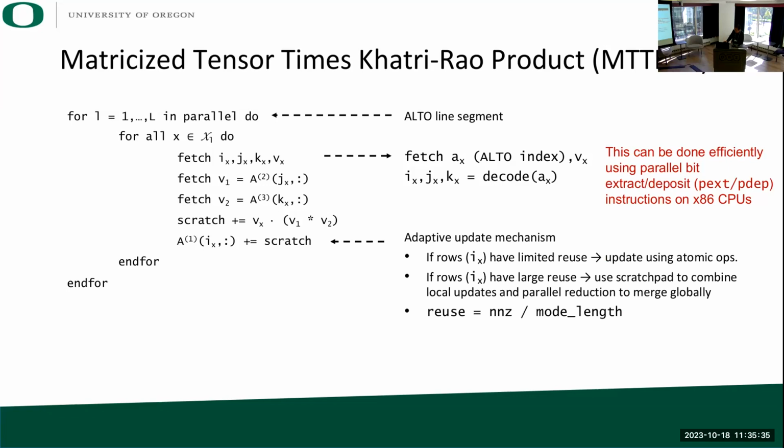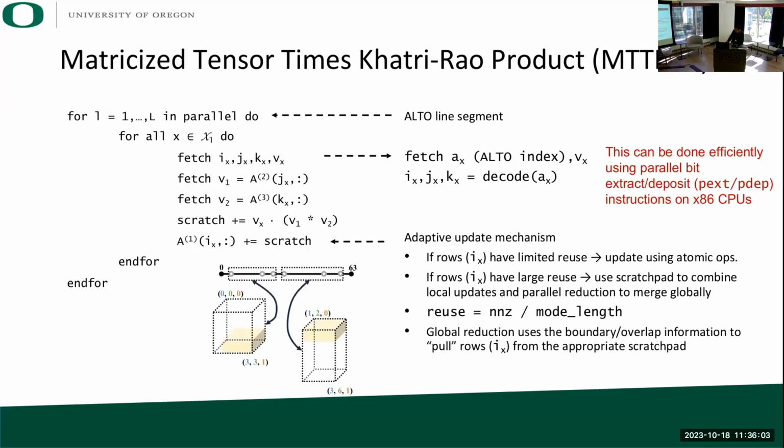And then when you're doing the updates, you can do this adaptively. So if the rows have a lot of reuse, meaning that there's a lot of non-zero elements per row, then you can use an adaptive method where you use scratchpad, you update, and then you do a global synchronization. If the reuse is low, then we can actually use atomics. And this allows you to do the synchronization much more cheaply than using purely atomics or using purely scratchpad-based reduction.